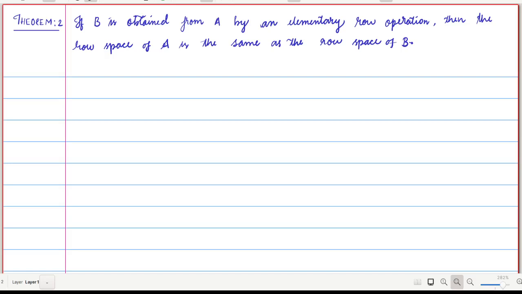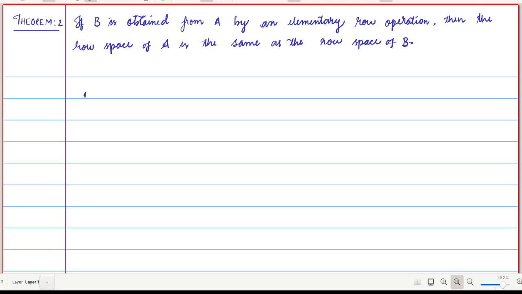Hi all, today we discuss the second theorem on the row space of A. In this theorem, we start with a matrix B. This is obtained from A by an elementary row operation. Then the row space of A and B are the same. So this is the theorem. So we start with a matrix obtained from A by an elementary operation.